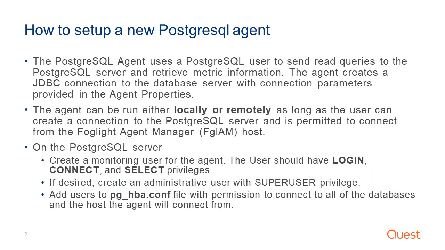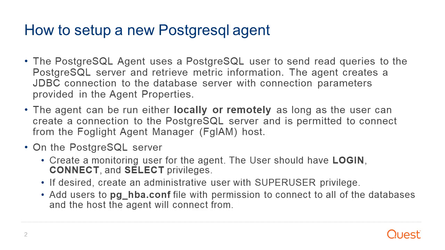The PostgreSQL agent uses a PostgreSQL user to read queries to the PostgreSQL server and retrieve metric information. The agent creates a JDBC connection to the database server with connection parameters provided in the agent properties. The agent can be run either locally or remotely, as long as the user can create a connection to the PostgreSQL server and is permitted to connect from the Foglight Agent Manager host.